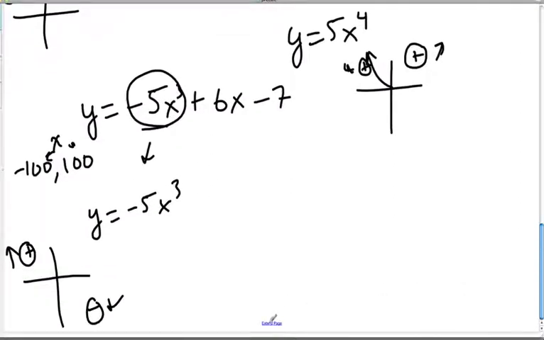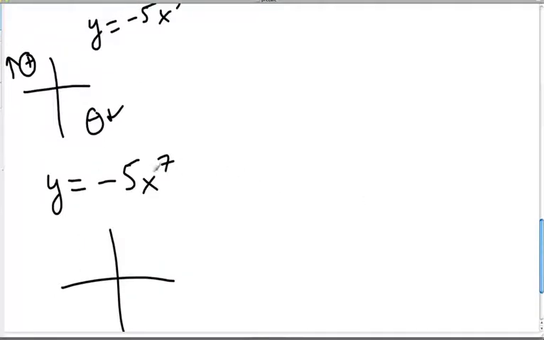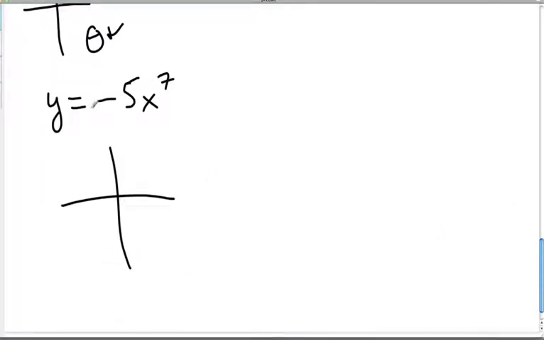So now that we know end behavior, what is that used for? Well, it's used if we have to graph a polynomial equation. Let's say I have to graph negative 5x to the 7th power. Well, if I just told you that we have to find the end behavior, let's just add a 3 here.